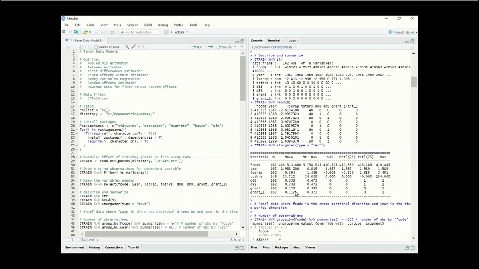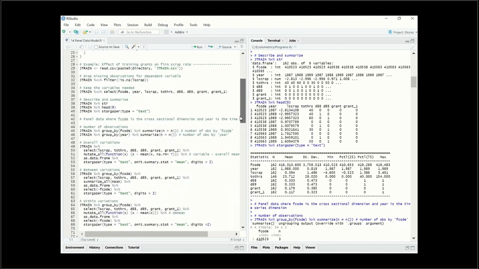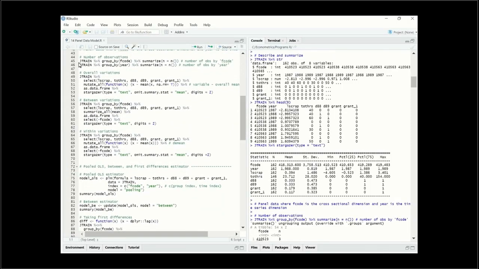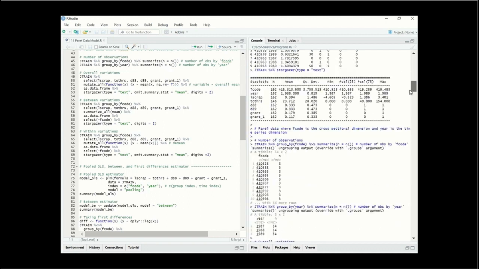So here, let's look at the number of observations for the data. And so for that, from the data, we're going to be grouping by F code. So this is the ID dimension in the data. And we're going to summarize N, the number of observations, by F code. And here, likewise, we will be grouping the data by year, and we're going to be summarizing N, which is the number of observations. Okay, so this is what we're going to see here.